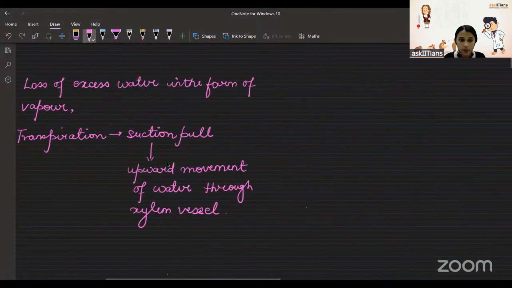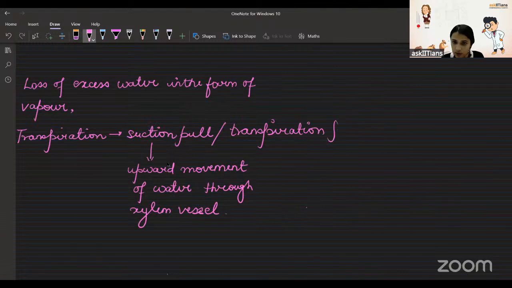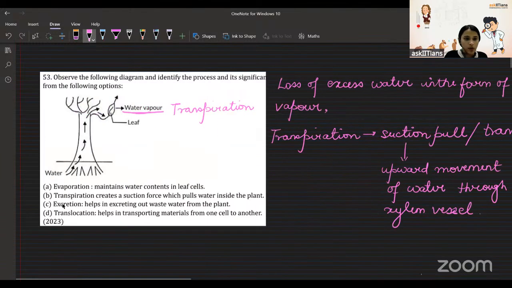Okay, and this suction pull is also known as transpiration pull. Now observe the following diagram and identify the process and its significance from the following options. A is evaporation, maintain water content in leaf cell. No. B is transpiration, which creates a suction force which pulls water inside the plant. Yes. So this is your transpiration process, due to which a suction force is created, and this suction force helps in the upward movement of water. So this will be your right answer.